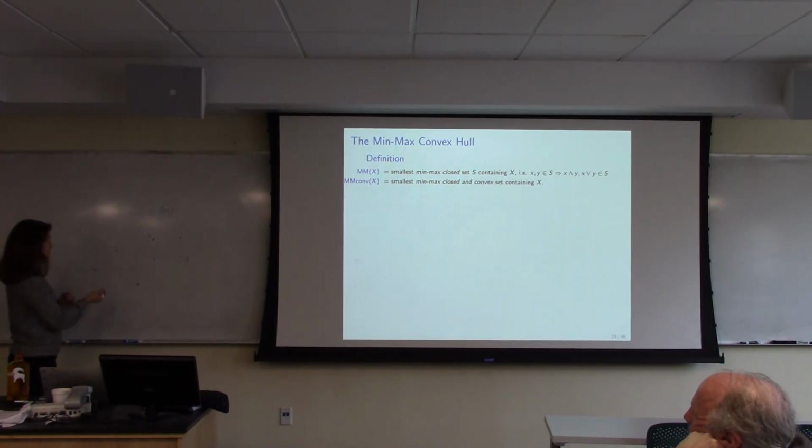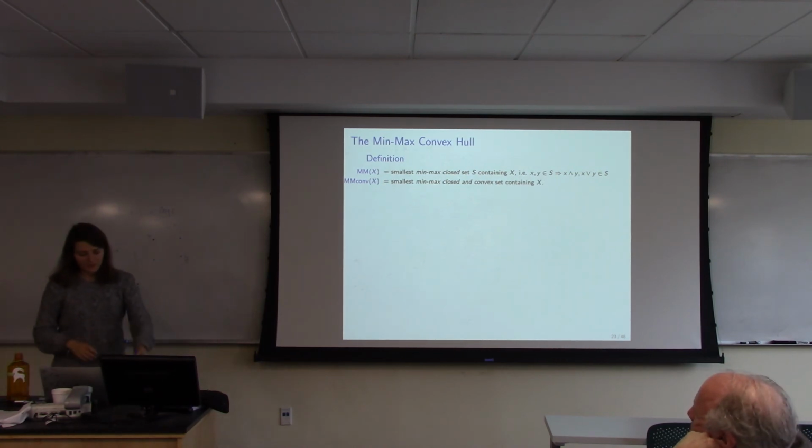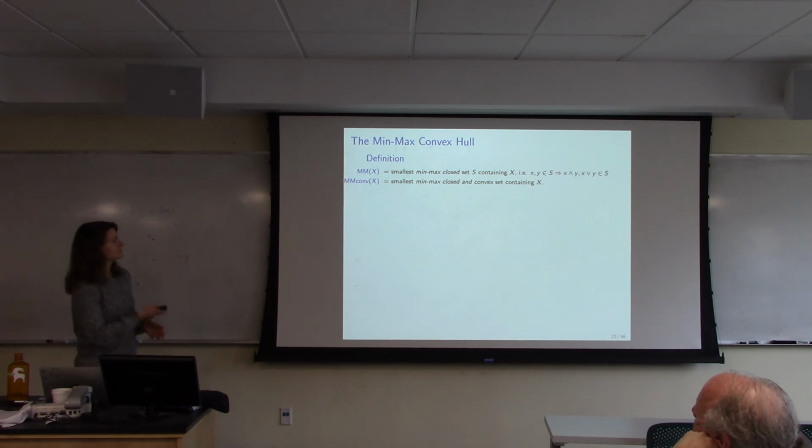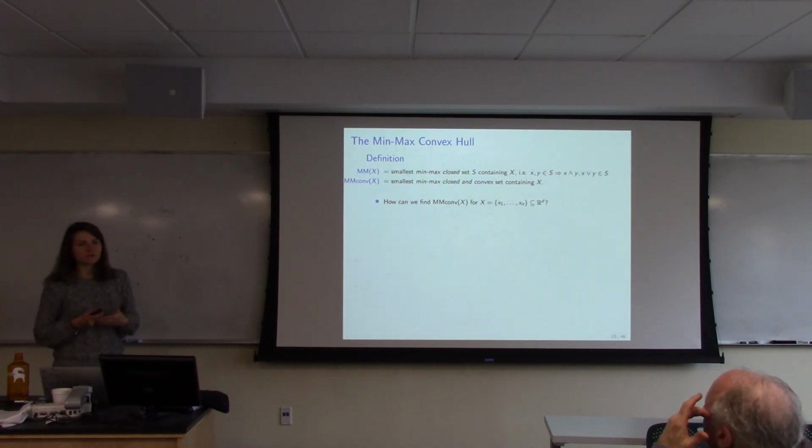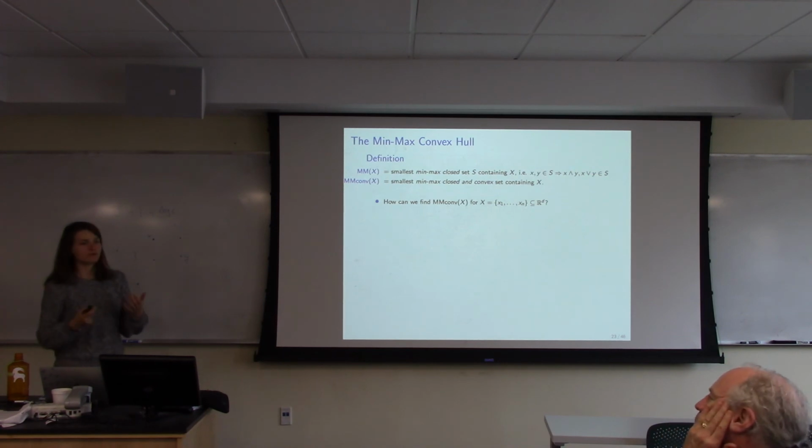Maybe you can shave off some stuff. Okay, and the reason I've defined both of these sets is that maybe we can construct this one using this one. So that's what I thought. So how can we find, so the support equals MM_conv of x. So it's the smallest min-max closed convex set.